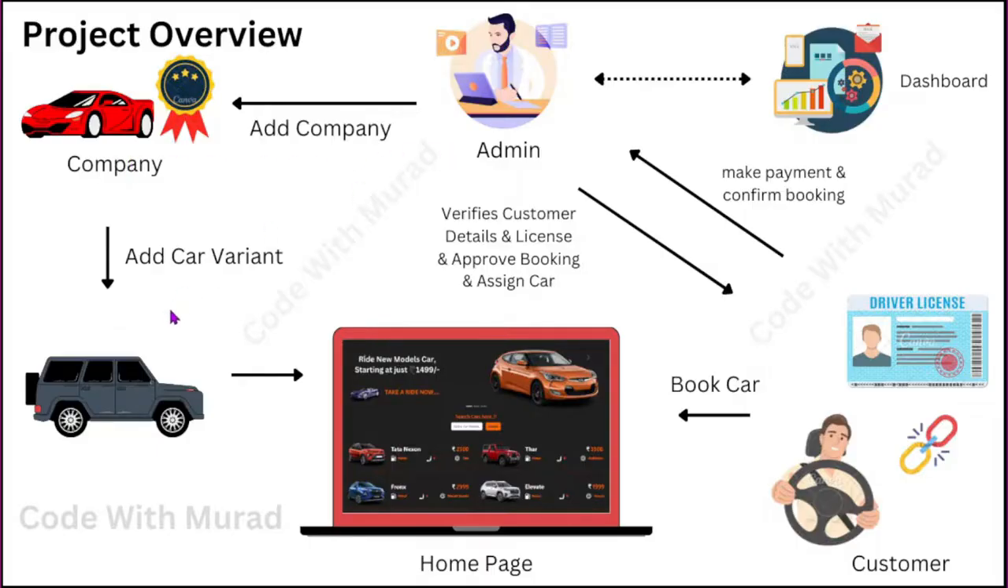And while adding the car variants into the system, the admin has to enter multiple details like car name, description, he has to upload the car image, then rent price, fuel type and all he has to enter. And once he adds the car into the system, it will be visible on the home page of our website.